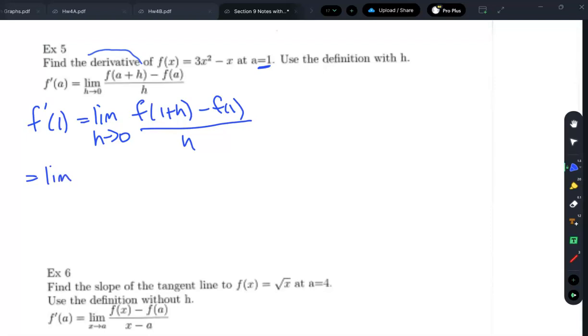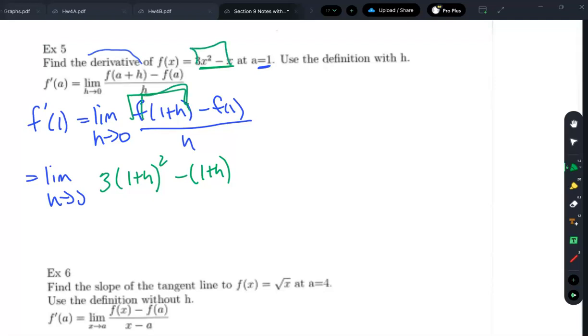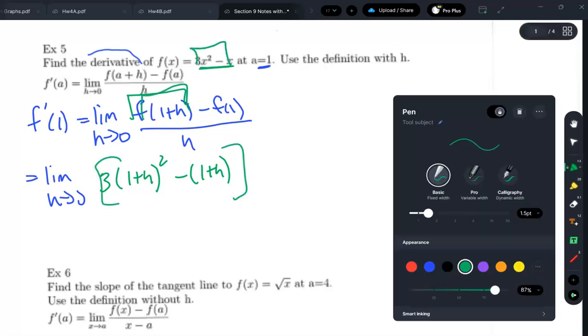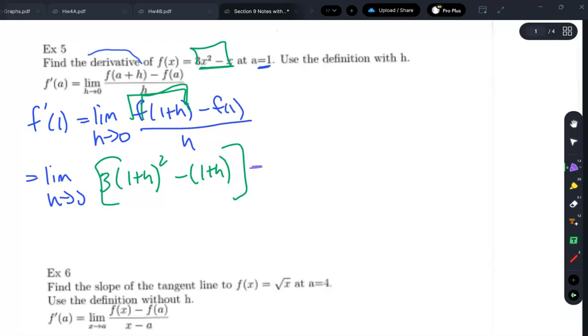And I'd encourage you to work down as you're working. Okay, so now let's be careful with this. So f of 1 plus h means put a 1 plus h everywhere there's an x, right? 1 plus h squared minus 1 plus h. So that's all of that, right? So I'm just going to put brackets around it just for kicks. And then I'm going to be subtracting off f of 1. So I'm just going to plug in 1, so I get 3 minus 1. And then that's all over the denominator. Don't forget that, right? Keep your work nice and organized.